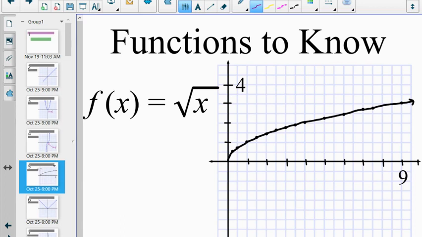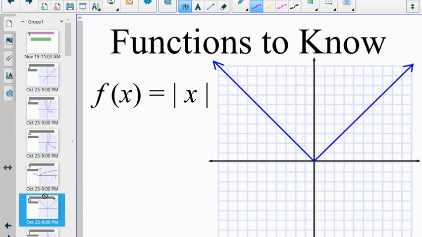And so as the inputs, the x values, are getting to be really big, the outputs are getting to be large also, but not quite as fast. The square root of 100 is only 10. And so this graph kind of levels out as you get farther away. Significant point on this one is the origin. 0, 0 is the place where it begins. You might be starting to get an idea that the point 0, 0 is a fairly significant point.